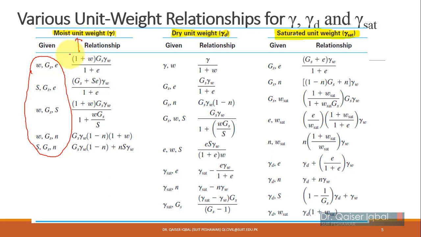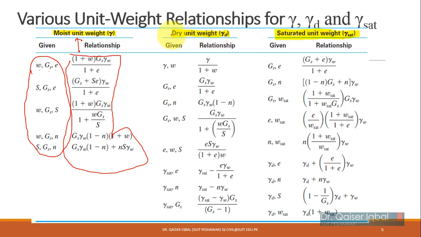Okay, so for example, if you have moisture content, Gs and e, and you want to determine the moist unit weight, then moist unit weight gamma will be equal to (1 plus moisture content) into Gs gamma W divided by (1 plus e). But if you have saturation ratio, Gs and e instead of moisture content, there will be no moisture content in this equation. That will be equal to (Gs plus Se) into gamma W divided by (1 plus e). We have derived all these relationships in the previous slide.